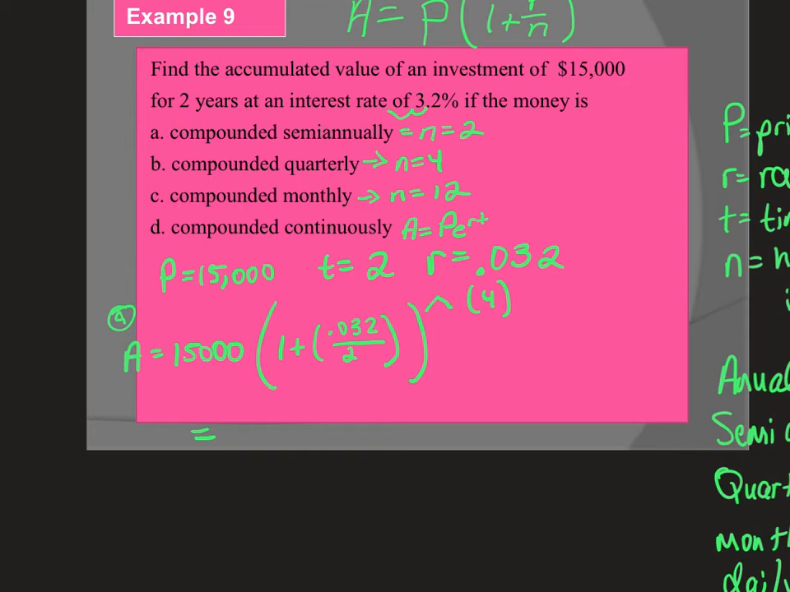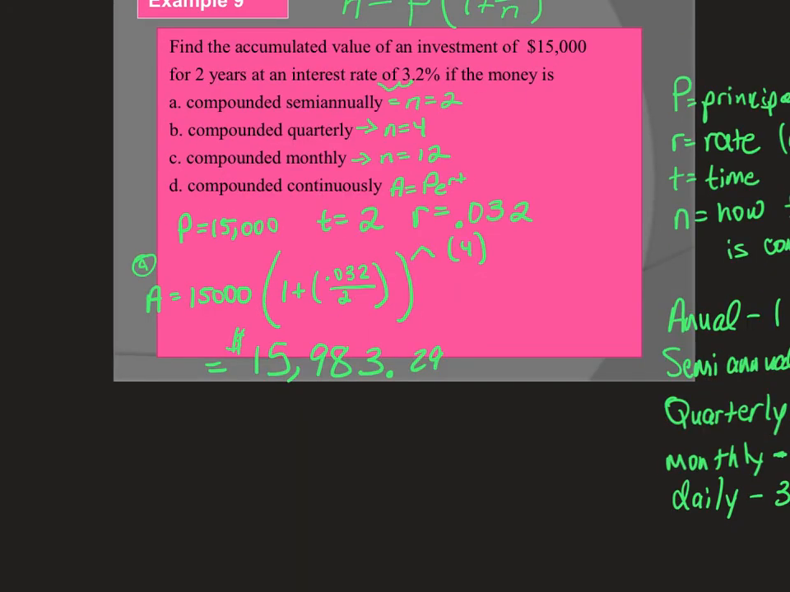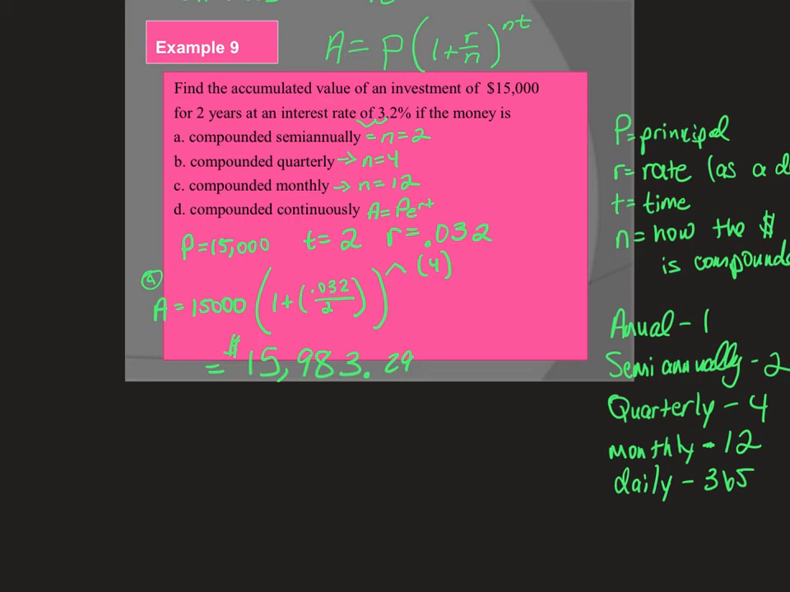What are y'all getting? Talk to me. $15,983 and 29 cents. Okay, I got 15,000. What'd you get? 15,983. Same thing or no? Okay, good. I hope everybody else is good.